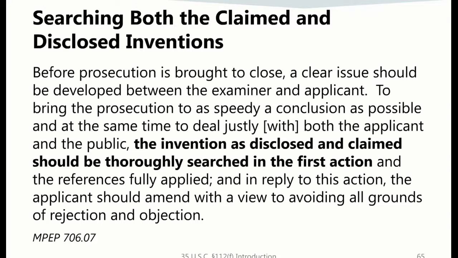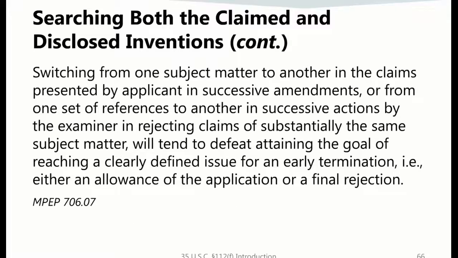The examiner should search both the disclosed and claimed invention to provide a thorough search in the first action. If the examiner switches from one subject matter to another in the claims presented by applicant in successive amendments, or from one set of references to another in successive actions, then this will tend to defeat the goal of reaching a clearly defined issue for an early termination.